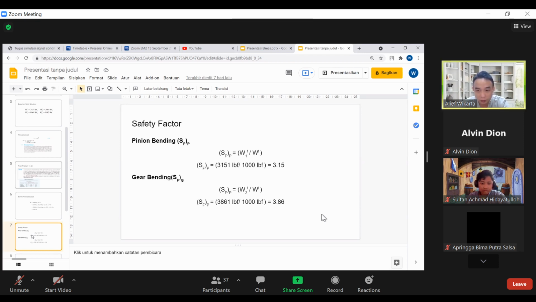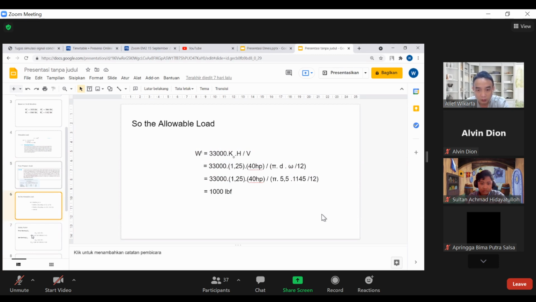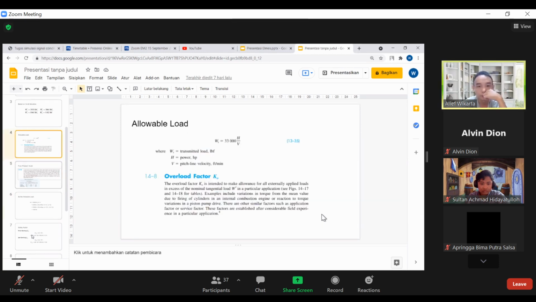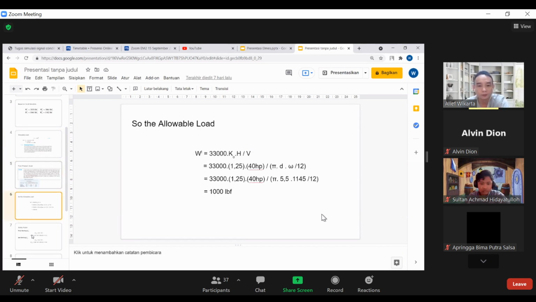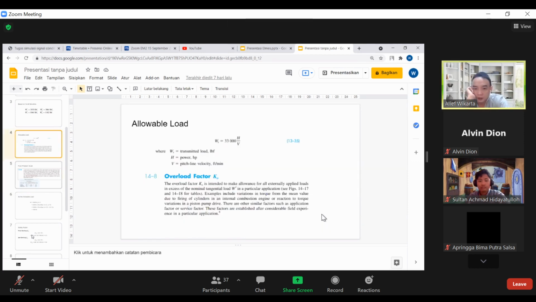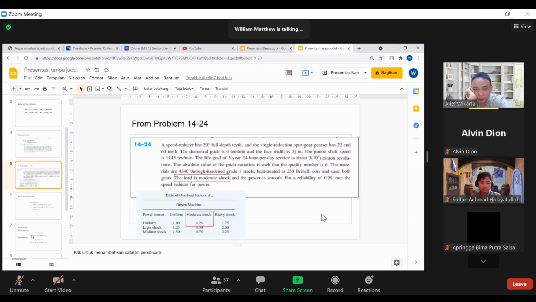What is the difference between W1T and WT? Oh yes, the WT is a calculation from here, sir. So we first calculate the allowable load WT. I explain where it comes from. We need the overload factor K0 because it is mentioned in the problem that the load is moderate shock. So the K0 is 1.25 here. Okay.